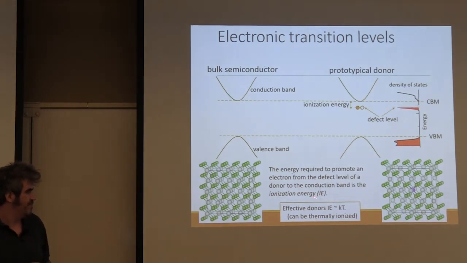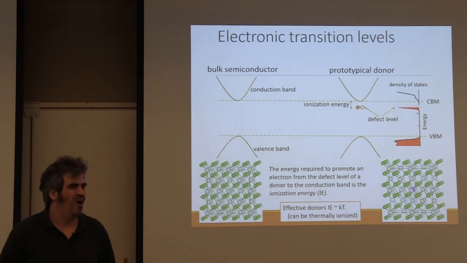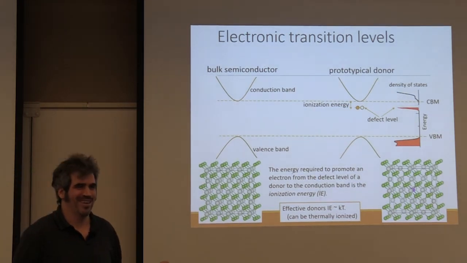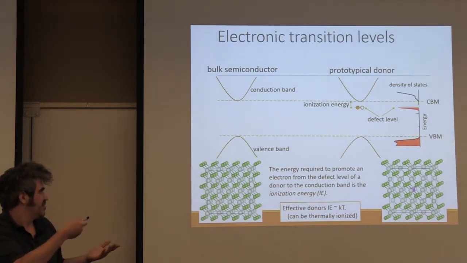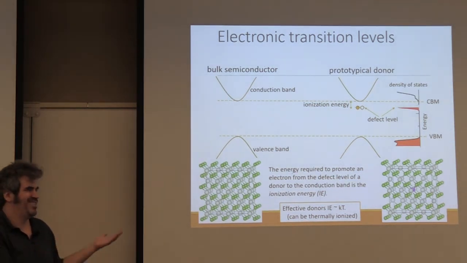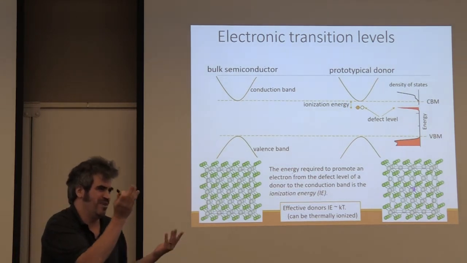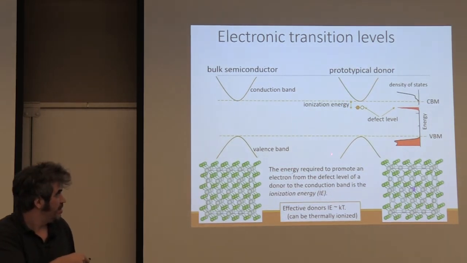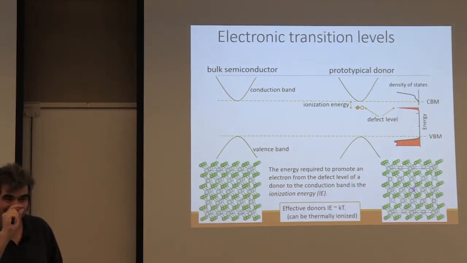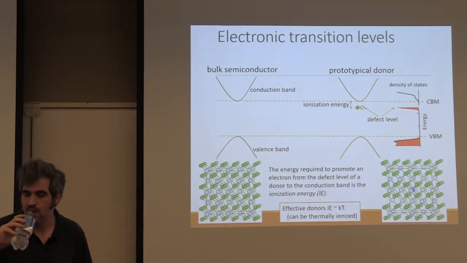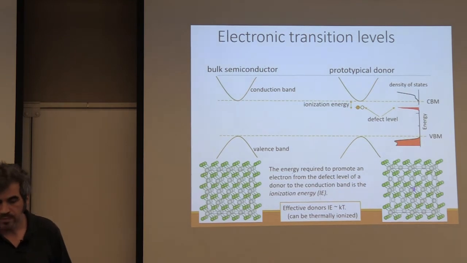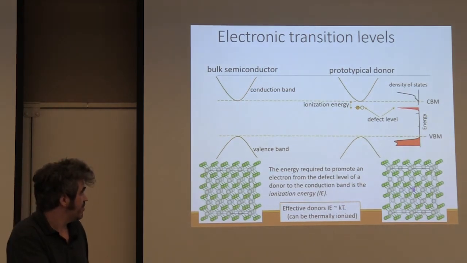A good donor would have ionization energy on the order of kT, which is pretty small at room temperature, something like 30 meV. So it has to be really close, because this energy scale, the gap, is 1.3 eV, or if it's silicon, about 1.1 eV, something like that. So 30 meV. It's got to be really close to the band edge to be really effective. So the ionization energy is just the difference here.